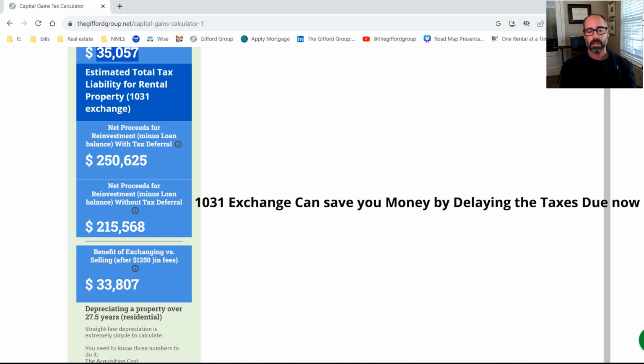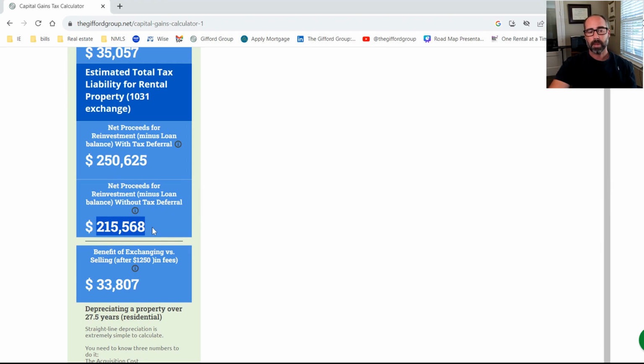So I just wanted to break down, hey, this is if I don't do it, after I pay my taxes back, this is what I'm looking at as far as my net proceeds. But after I pay my taxes, this is how much I'm really walking away with. And then this is how much we're saving. And I went ahead and included $1,200, $1,250 in fees.